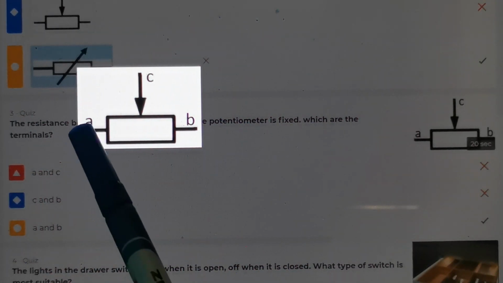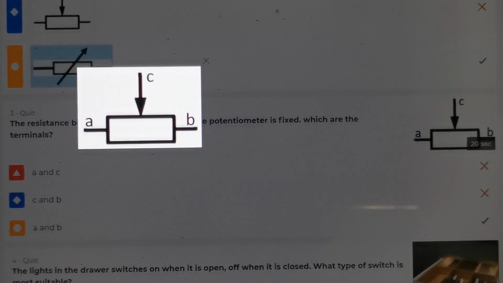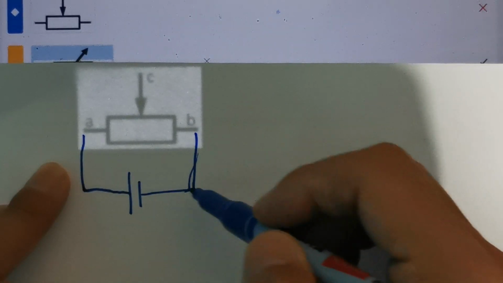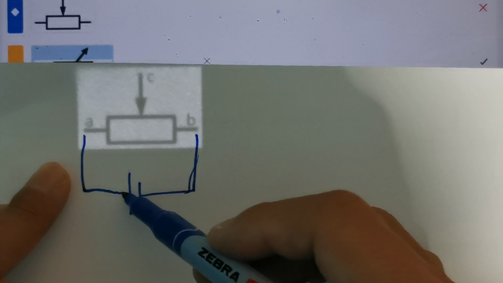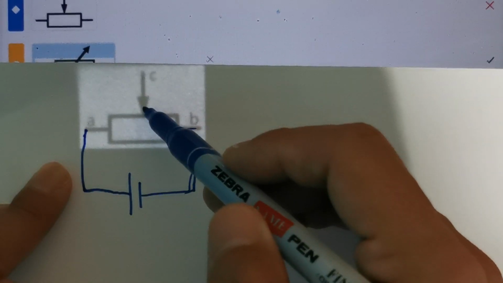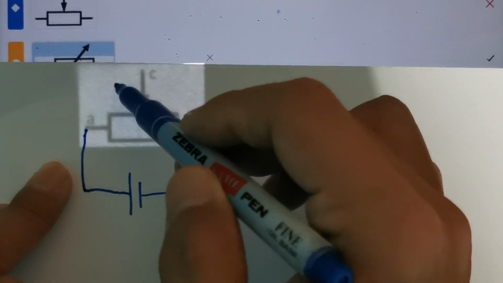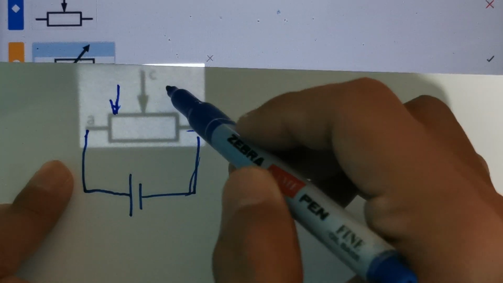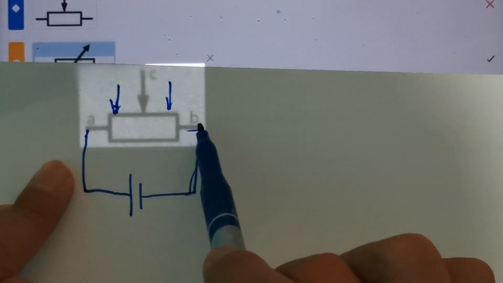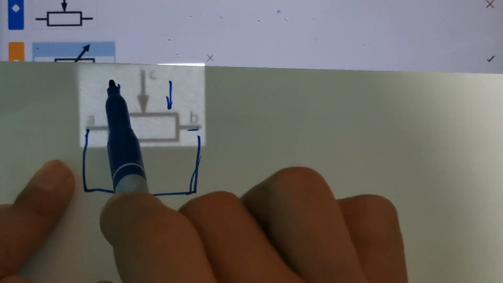Because if you leave the third terminal open and do not connect it anywhere, and you connect A and B to a battery, for example, the current will flow from here, across the resistance. I don't care whether I move the knob until here or until here, it doesn't matter, because the current has to flow from A all the way to B, since this is open.